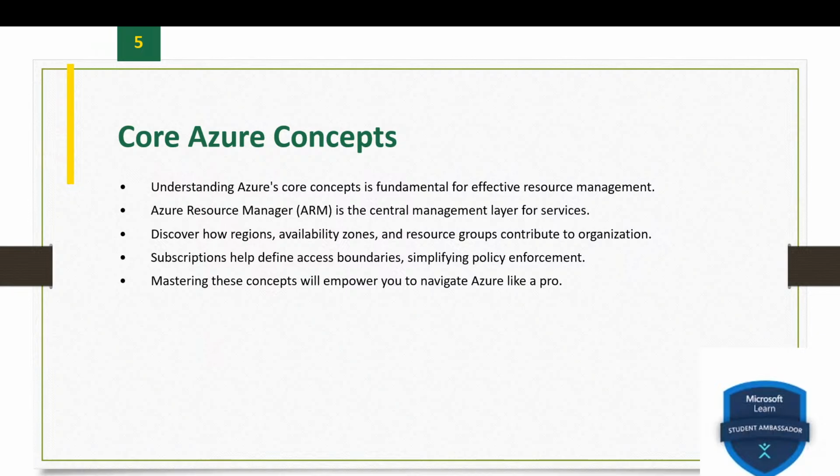Regions can be selected based on factors like proximity to users, compliance requirements, and service availability. Some services may be only available in specific regions. Availability zones. What is an availability zone? Availability zones are physically separate data centers within an Azure region. Each zone is isolated to protect against localized failure and resources can be replicated across zones for high availability.